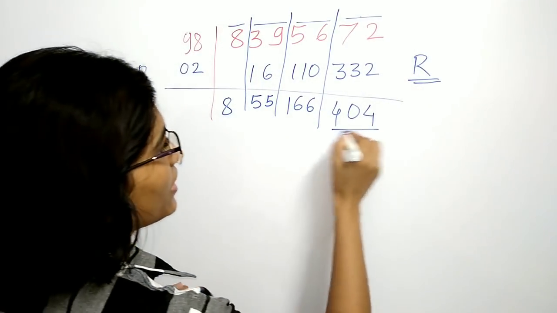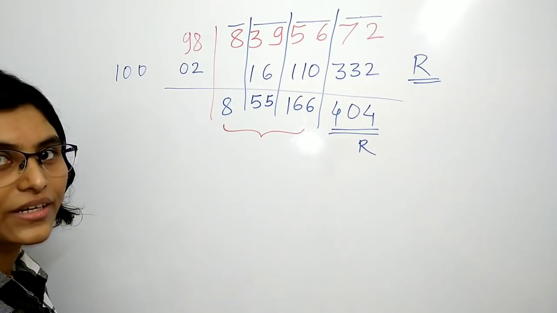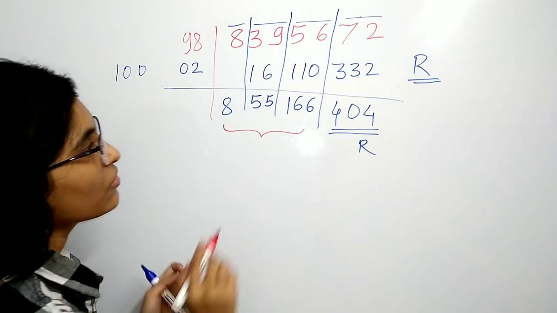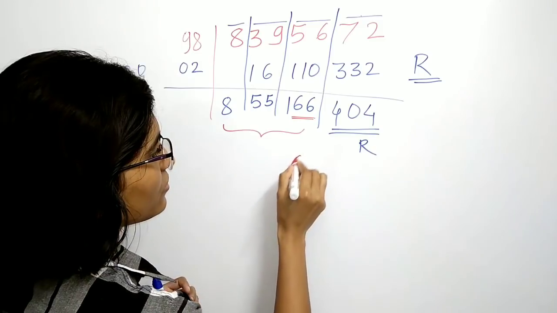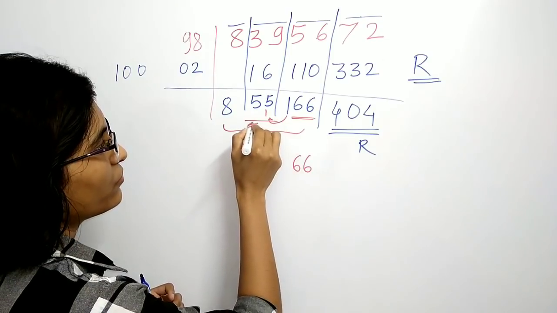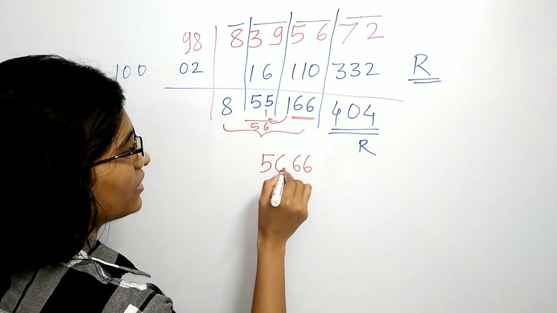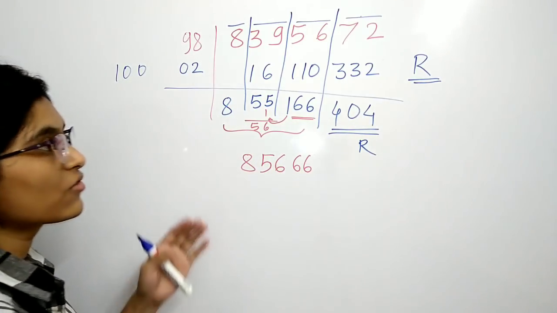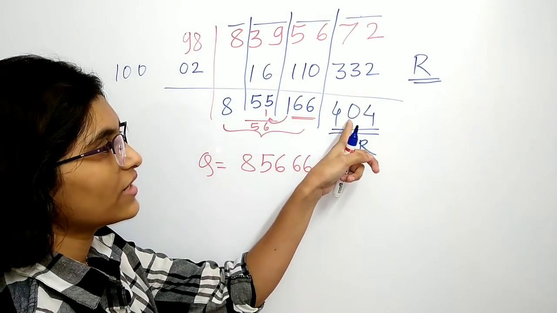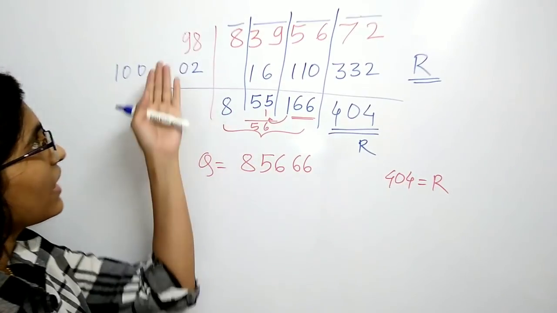Now this is the remainder, and from the remaining part we will get the quotient, right? Now here we have 3 digits, but we want 2 digits. So you just take the rightmost 2 digits, which is 66. Now carry forward this 1. So we have 56. Now this is a 2-digit number. So you just write 56 over here. Write 8 as it is. So the quotient is 85666. But here just note that this 404 is our remainder, which is greater than 98.